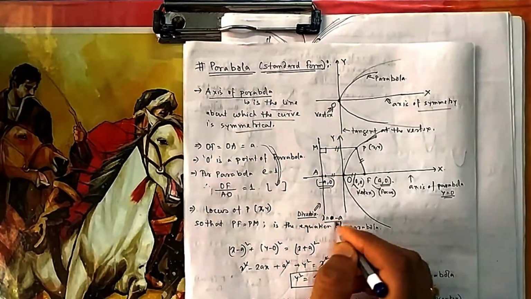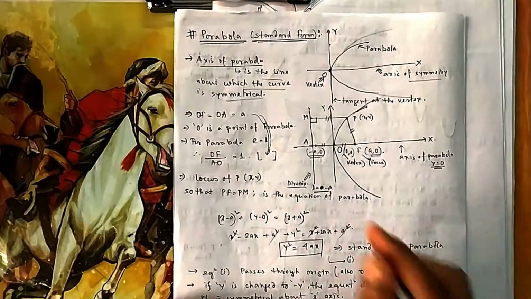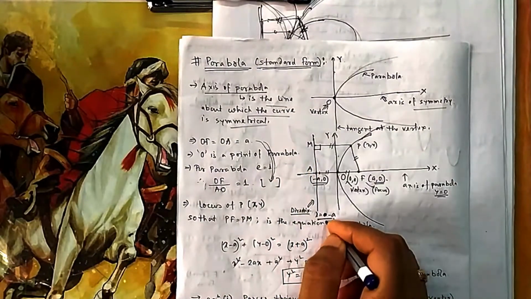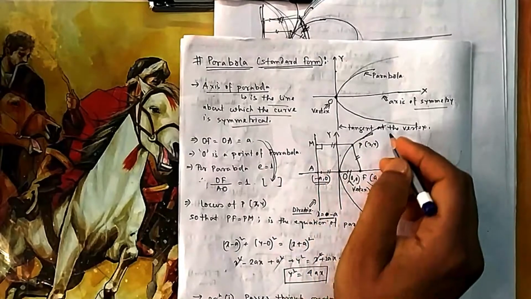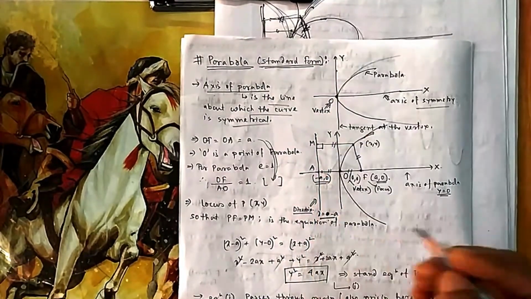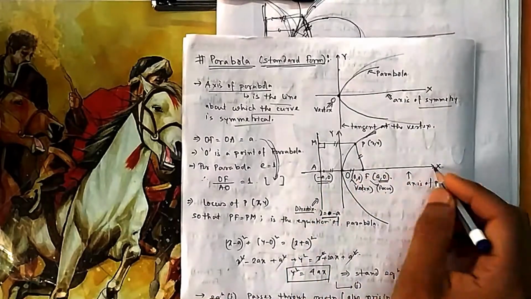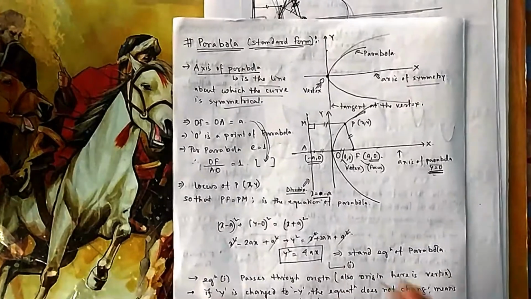So what is the equation of the directrix? x equal to minus a. There is no need to remember all these formulas. Once you know the basic thing, that this distance should be equal, you'll know the directrix is x equal to minus a. This line is known as the tangent at the vertex. This is the focus, this is the vertex. What else is there? This is the axis. What is the axis of this parabola? The x axis, whose equation is nothing but y equal to 0.